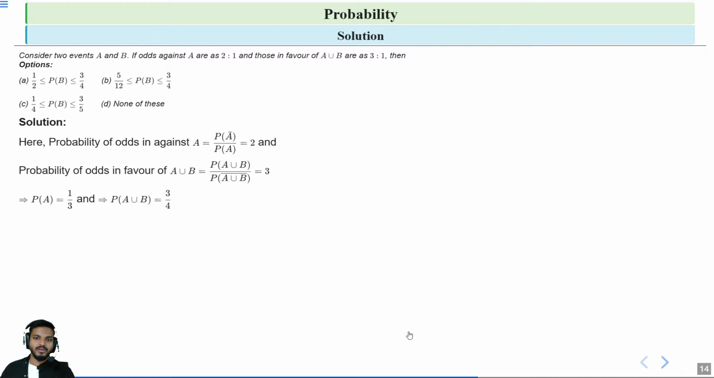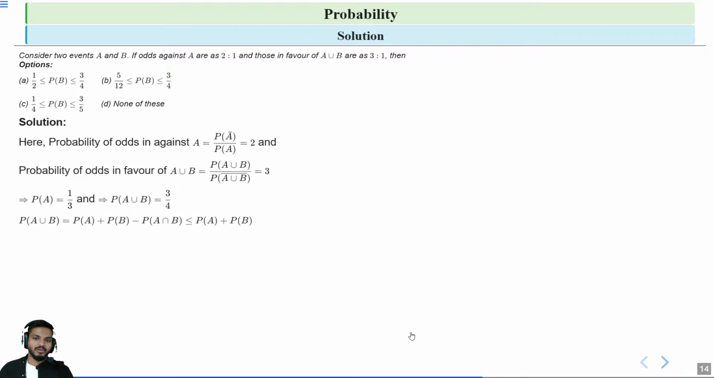How do we get this? We just use this formula. Odds against A is P(A complement) by P(A), that is 2. We use the formula P(A complement) is 1 minus P(A). If we simplify, 1 minus P(A) by P(A) equals 2, and we get P(A) as 1/3. And if we write the second one, P(A union B) by P(A union B complement) as P(A union B) by 1 minus P(A union B), then from here we get P(A union B) as 3/4.